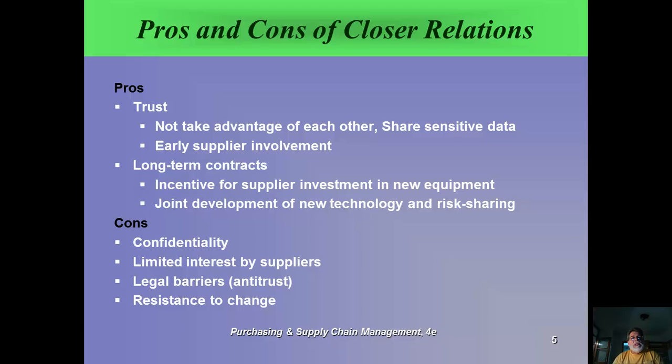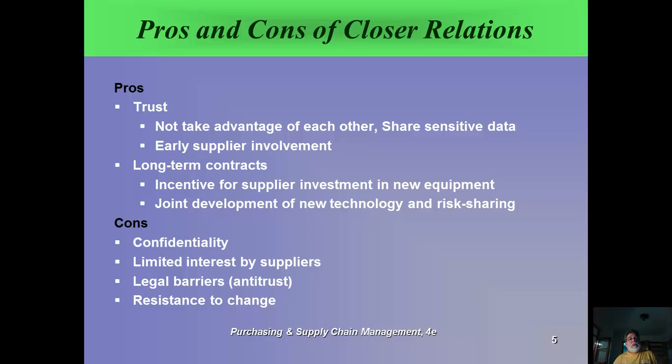And one of the neat things that comes out of a closer relationship is a longer term contract. The uncertainty goes down. If the supplier would like to invest in new equipment, they know that they can spread it out now over 5, 6, 7 years instead of 1 or 2. And if it was only spread out over 1 or 2 years, they may say it's not worth it. Let's not buy the new equipment. Now they can if they know that there's a long-term relationship. And the technology that we're developing, we know it's not just for today, it's also for tomorrow. And we share the risks.